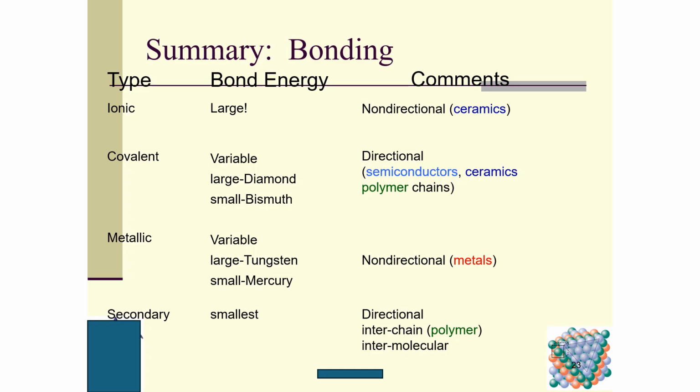Metallic, also variable, right? It depends on what kind of materials. Large, for example, tungsten. Small, mercury. Mercury is a liquid metal, right? We know that it is a liquid metal, and usually they are non-directional. The secondary is the smallest, and directional, interchain for polymers, the intermolecular.